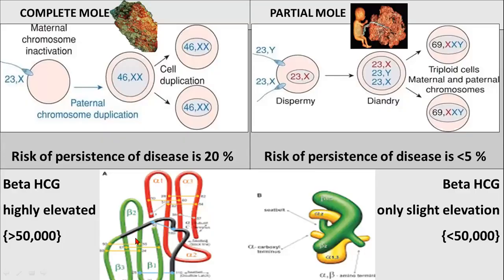Okay, this is the structure of the beta HCG. That is, this is the alpha component and this is the beta component. If we take an example of normal pregnancy uterus of 16 weeks, the beta HCG levels will be of 13,000 to 25,000. But in case of complete mole, the beta HCG levels will be very high. That means it may be present from 50,000 to 1 lakh. But in case of partial mole, the beta HCG levels are more, but slightly less than the complete mole. That is, it may be up to 50,000.